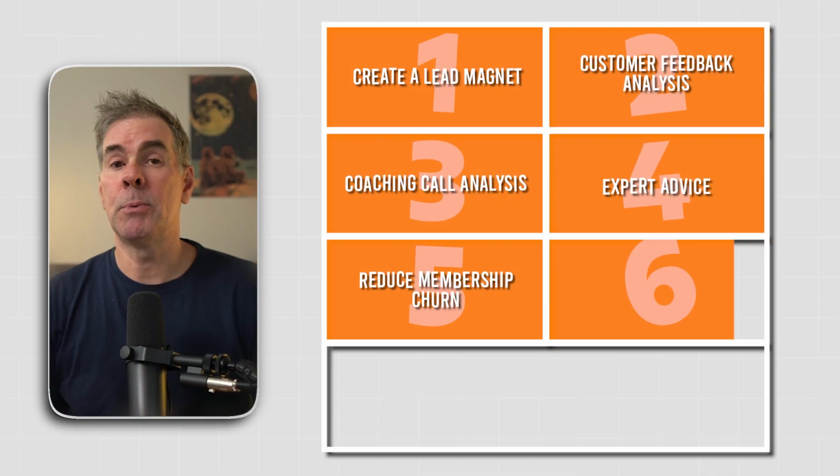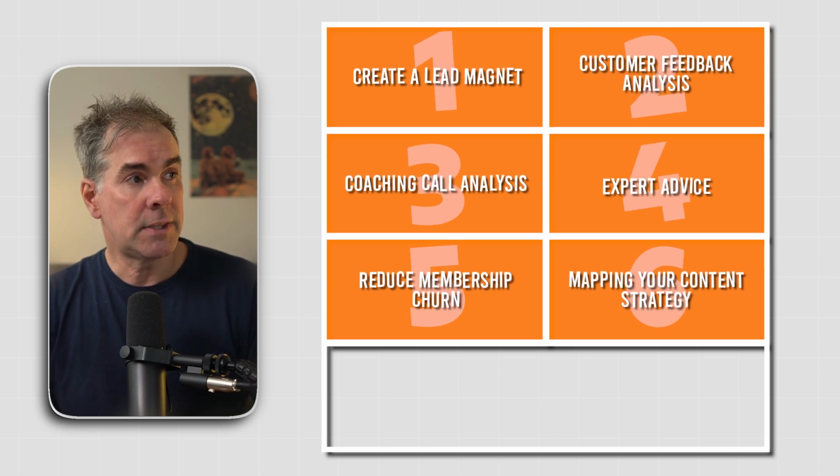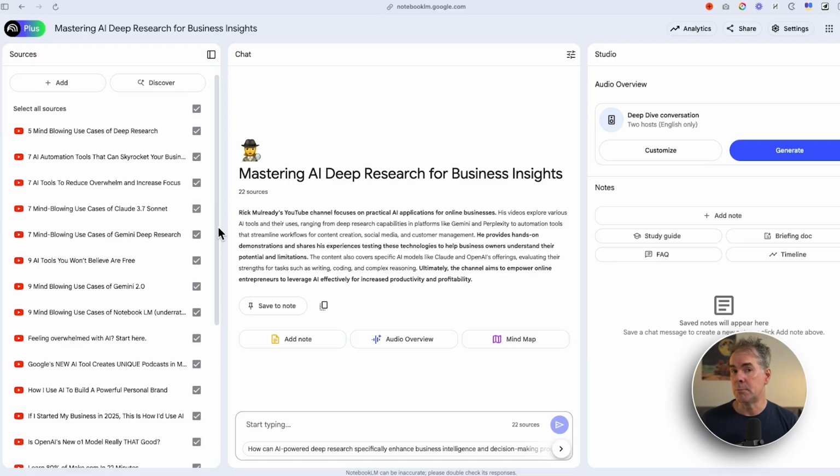For use case number 6 here, we're going to use NotebookLM to map out a content strategy. Specifically, these new features, the Discover feature and the Mind Map feature, are going to be key because we're going to be able to see relationships between content that we've already done and show opportunities for new content that we can be creating. So as you can see here in this notebook I've created, I brought in a whole bunch of videos from my channel here. It's not all of them, but I brought in like 20 or so.